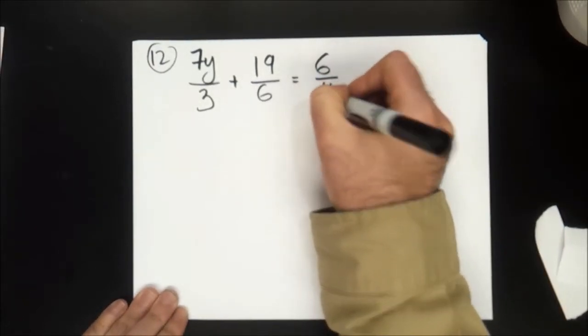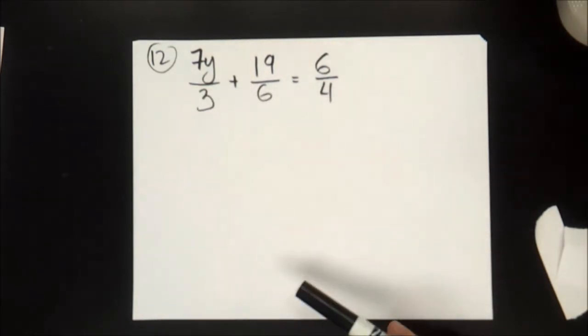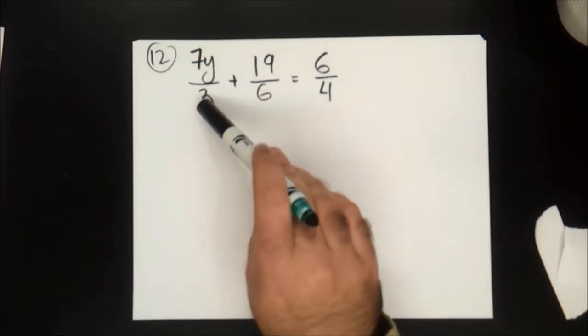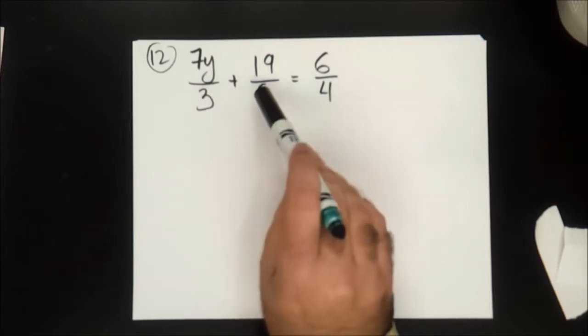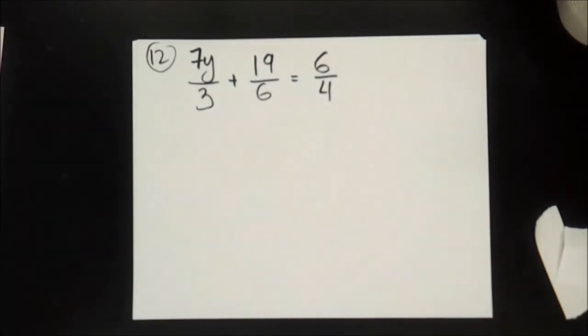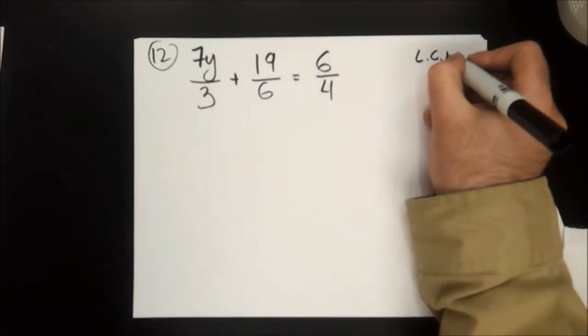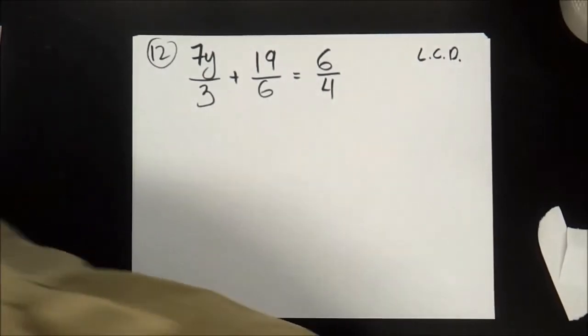So again, we want to get rid of the denominators first. The only challenge here is that the LCD is a bit more difficult to spot because the LCD is not any of these numbers. 3 goes into 3, 6 doesn't go into 3, 3 goes into 6, but 4 doesn't go into 6, and 6 doesn't go into 4. So none of the numbers here are the LCD. So I'm actually going to break down and find the LCD here.